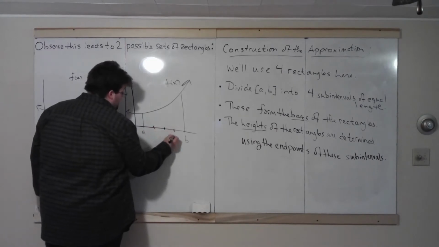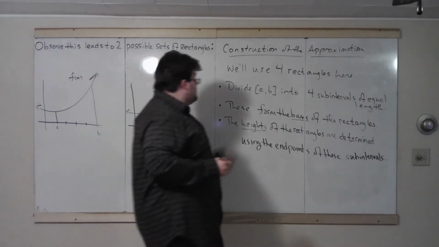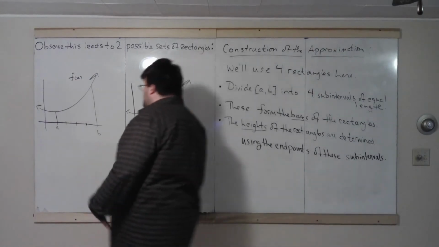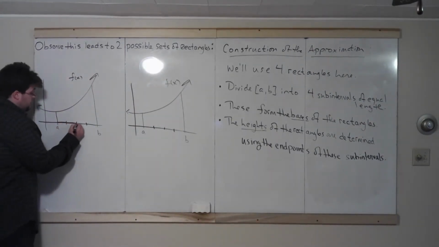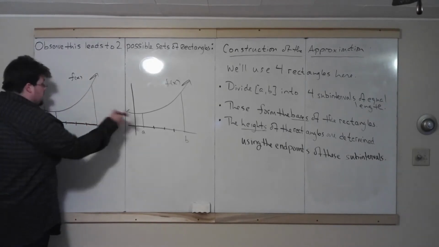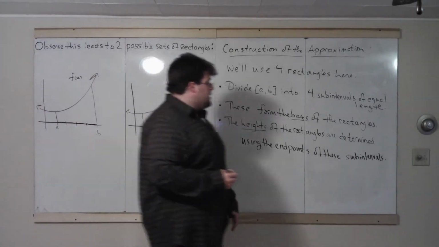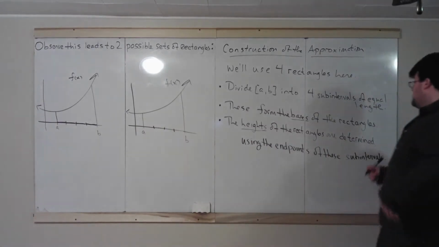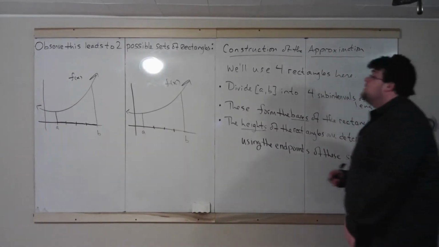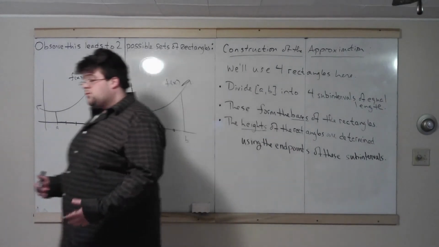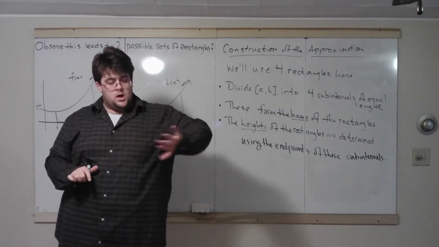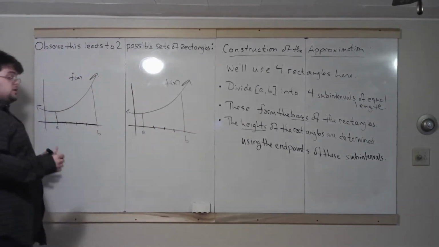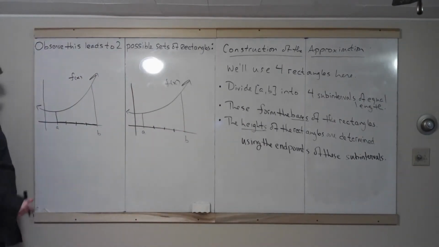So far, these aren't different. But, well, so far, we have the bases of the rectangles. So this right here forms one base. This right here forms another. This forms another, that forms another, and similarly over there. But the other side of each rectangle is determined using the endpoints of the subintervals. So we have two different endpoints we can choose. We can choose the one on the left, we can choose the one on the right for each subinterval. So over here, I'm going to choose the left endpoints.